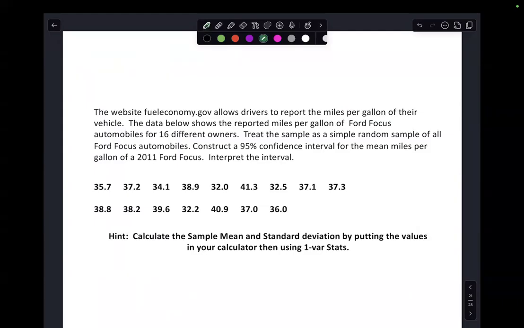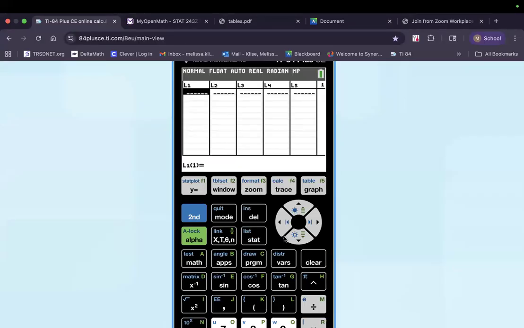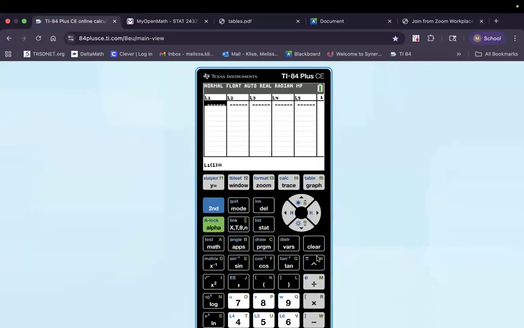So if you are doing most of your work by hand, then you will use one variable statistics in your calculator to calculate the mean and the standard deviation. Otherwise, you would do that by hand, and that doesn't sound like any fun at all. So let's put this in our calculator. I'm hoping you remember how to do this. We do stat and then edit. Mine's already empty. If it's not empty, you go up to L1 and hit clear, enter, and it would clear it. So I'm just going to enter these in.